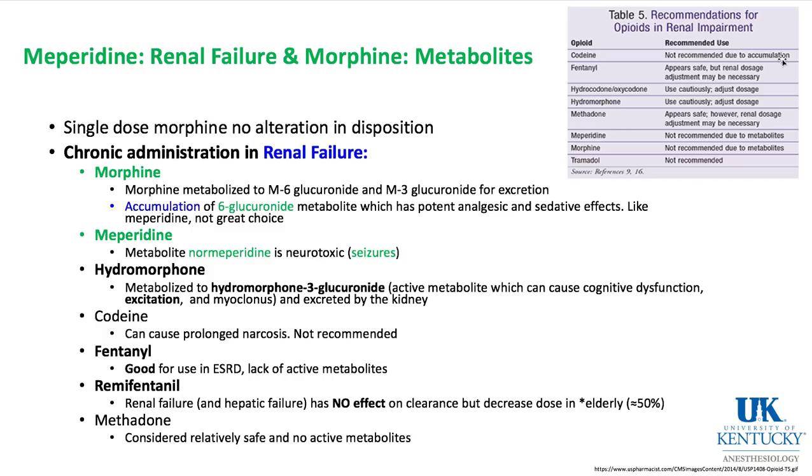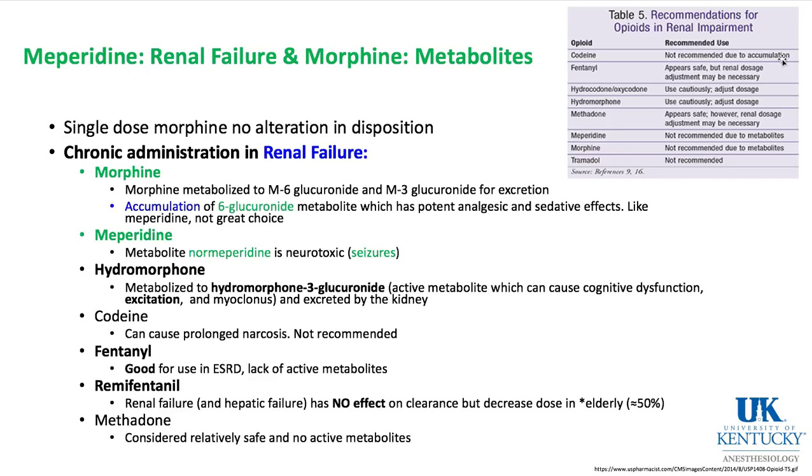Meperidine has the product normeperidine that is a metabolite, and that normeperidine is neurotoxic and can cause seizures. Dilaudid is metabolized to a glucuronide in the 3 position, hydromorphone 3-glucuronide, and that's an active metabolite and can cause central nervous system excitation.